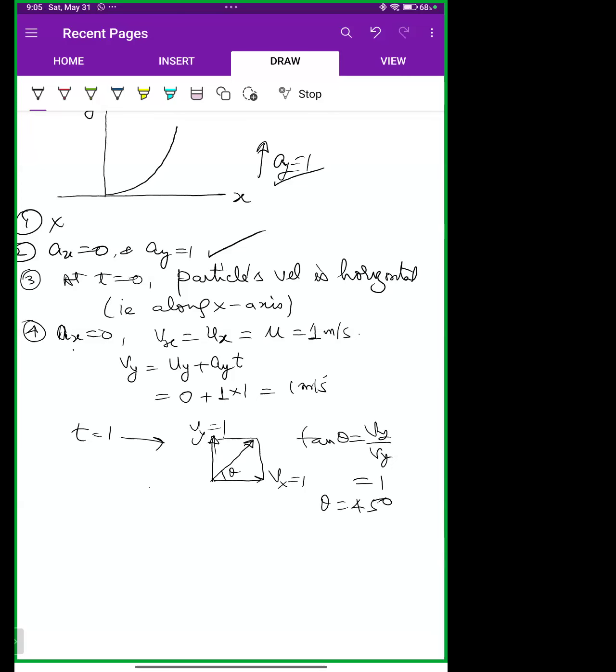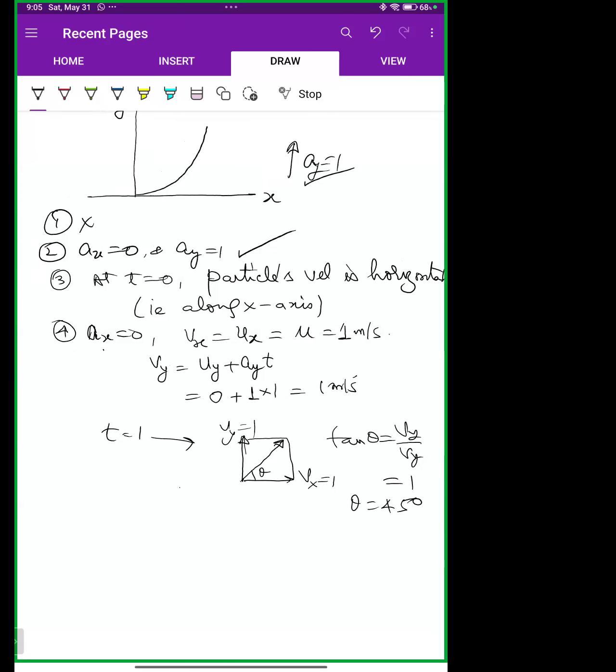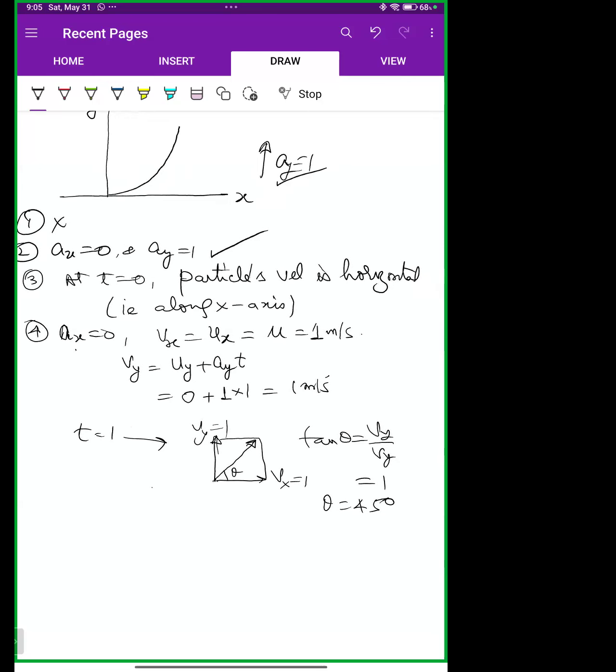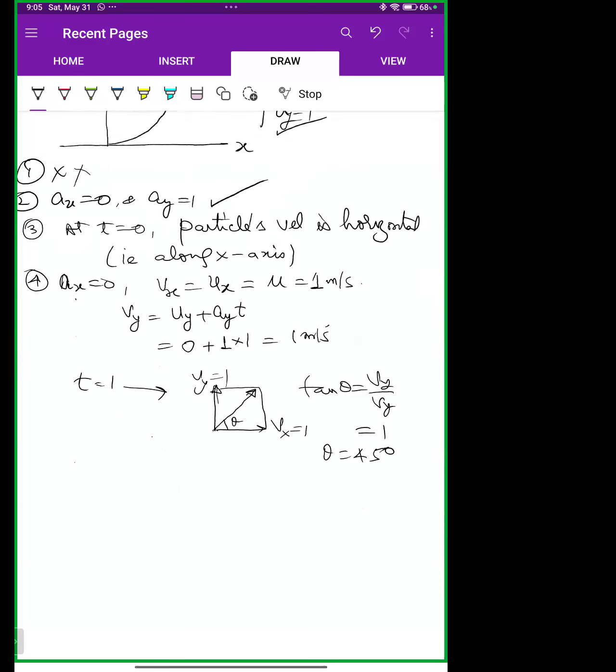So our correct options are: 1 is not a correct option, 1 is wrong, 2 is a correct option, and 3 is a correct option. So 2, 3 and 4 are correct. Okay. Yes, sir. Thank you.